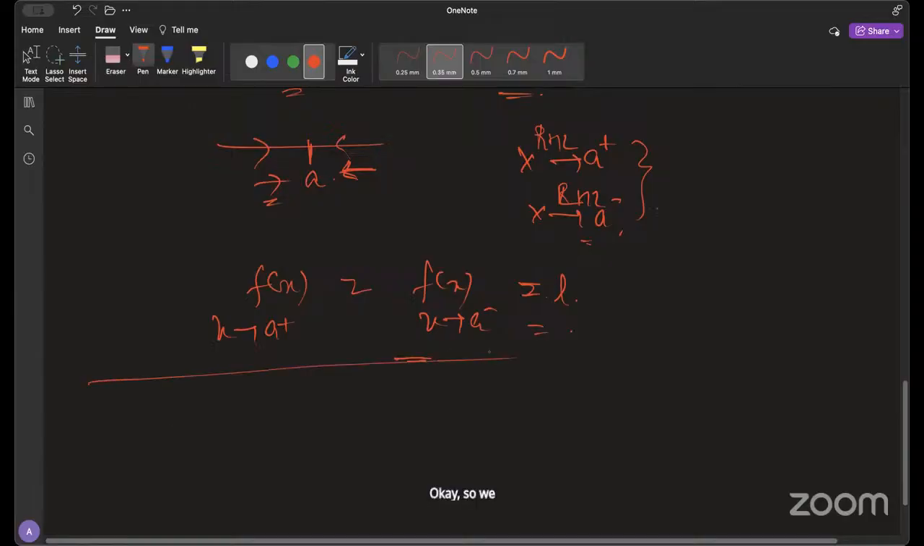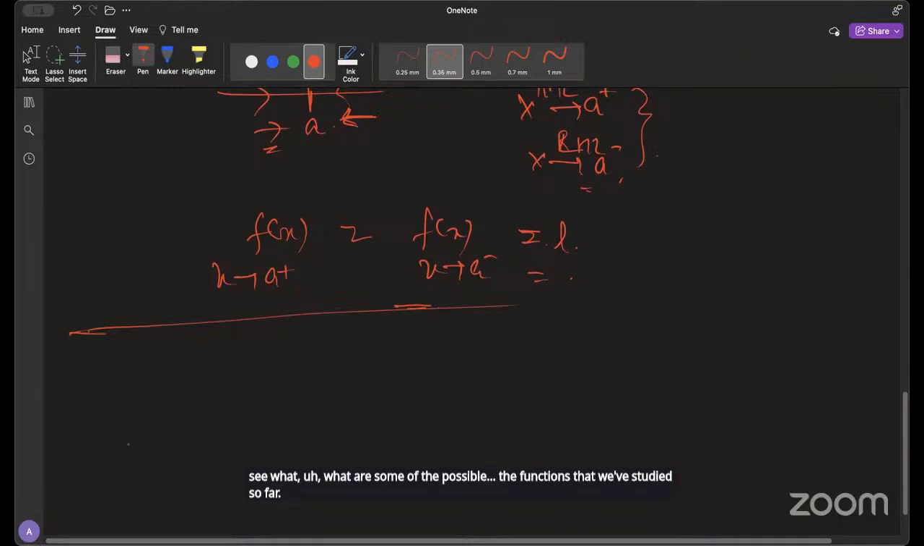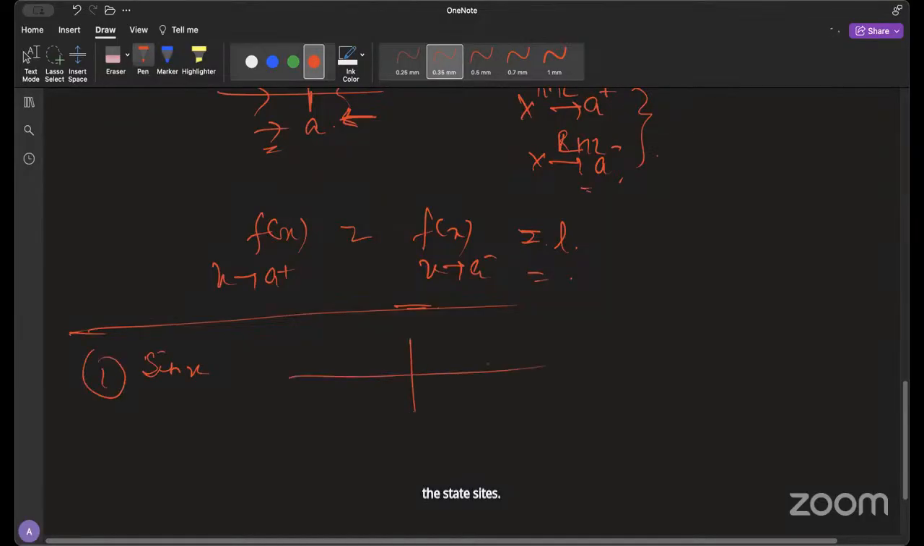So we just see some of the possible functions that we studied so far. First, let's just take sin x. Its graph looks like this. Graphically, you can do it. If you approach any point, not just 0, say this point, then your y will approach this height, right? So sin x, when x tends to a, is simply sin a.